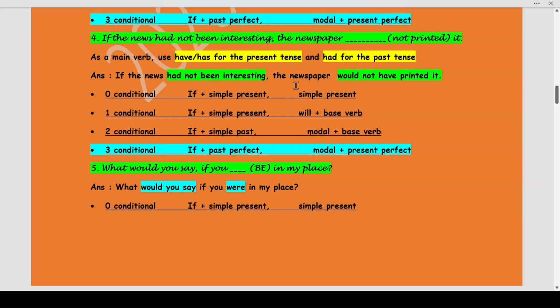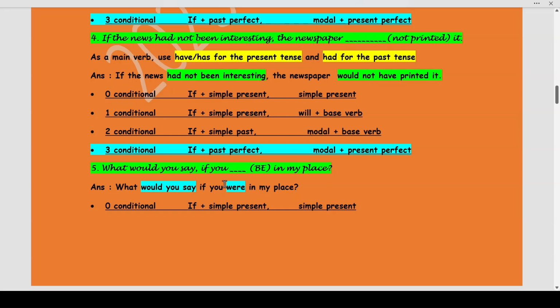Okay, now what is the next part of the sentence? The newspaper dash not printed it. The newspaper would not have printed it. Modal plus not have printed becomes present perfect. So this is your type 3 conditional.